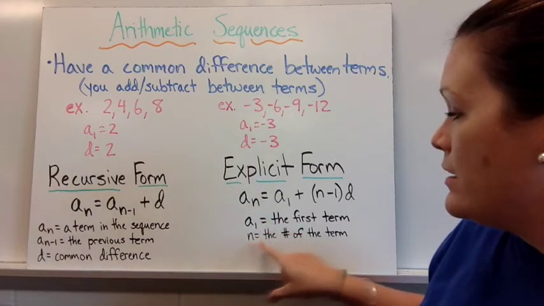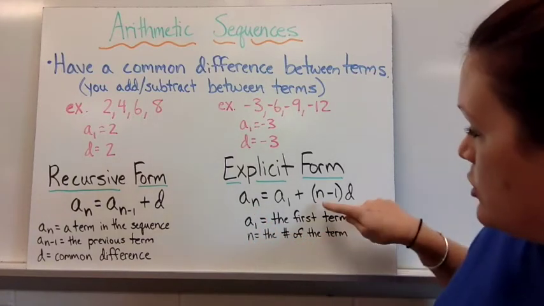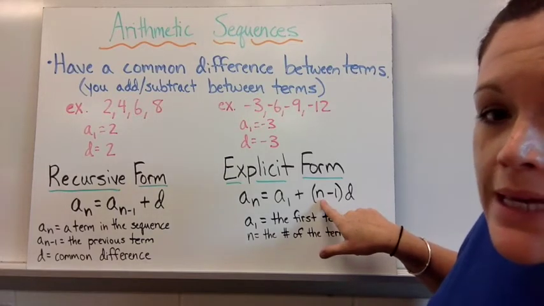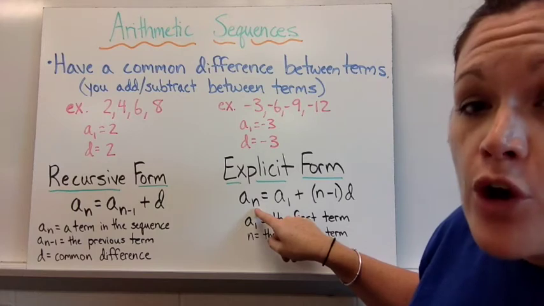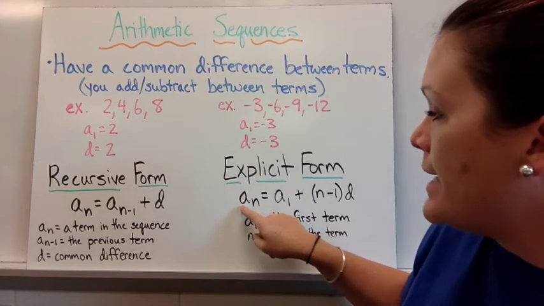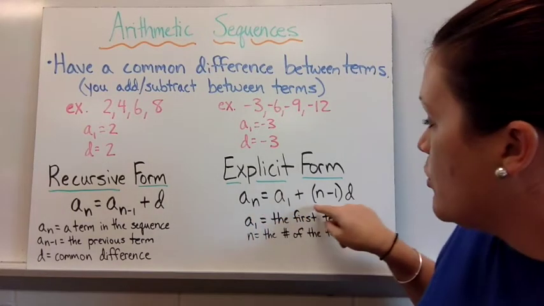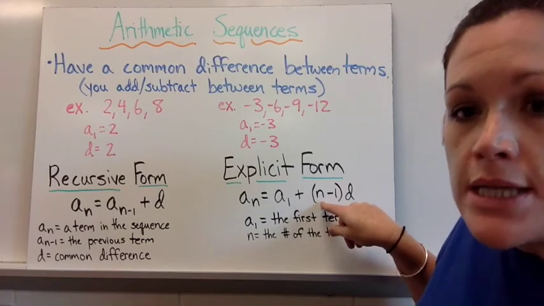And n is the number of the term you're talking about. So when you plug in this n right here, it's equal to that n. So if you're talking about the 34th term, for example, you're talking about a sub 34, and you will plug in 34. But we'll look at that with some examples.